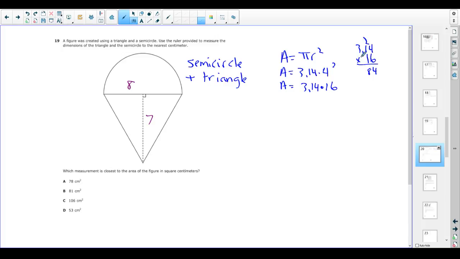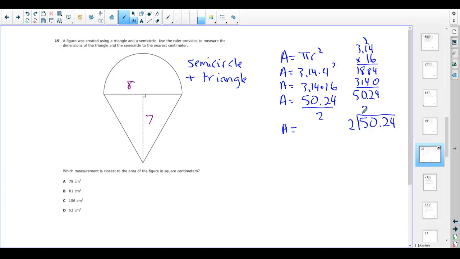That gives us 50.24. And then because it's a semicircle, we actually need half of that, right? Semicircle, half. So half of 50.24, or we divide it by 2.